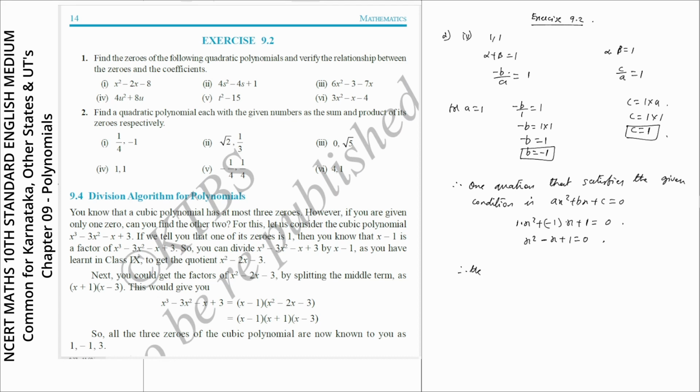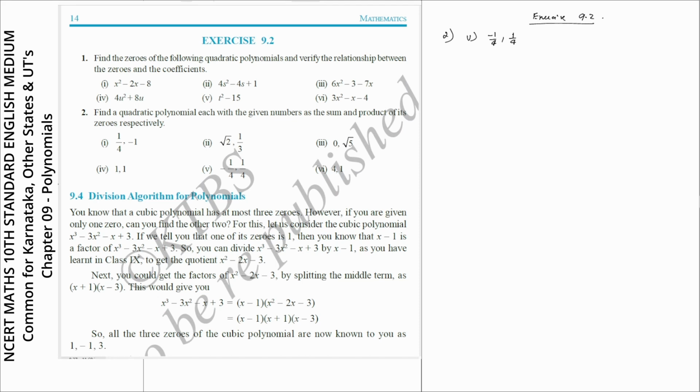Therefore the quadratic polynomial is x square minus x plus 1. So that's it. Okay. When we equate this polynomial to some value, then it is an equation. Otherwise it is just called a polynomial. So x square minus x plus 1.